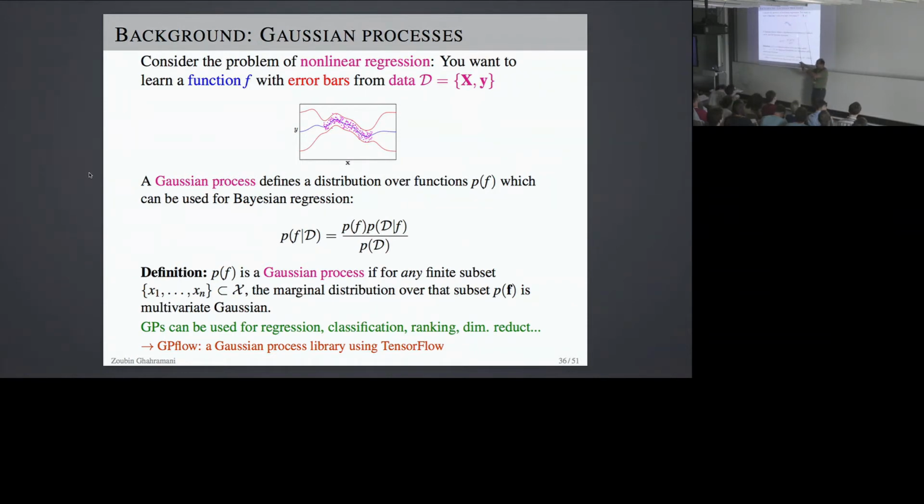Okay, a Gaussian process is the infinite dimensional generalization of a multivariate Gaussian distribution, where if I evaluate it at a finite number of points, then I get a multivariate Gaussian. Yes, question?